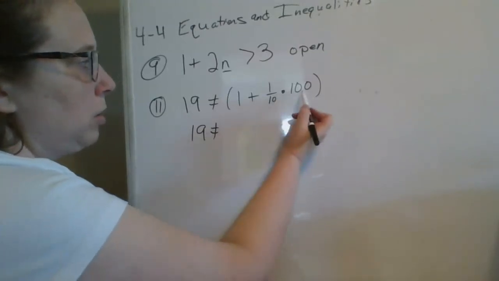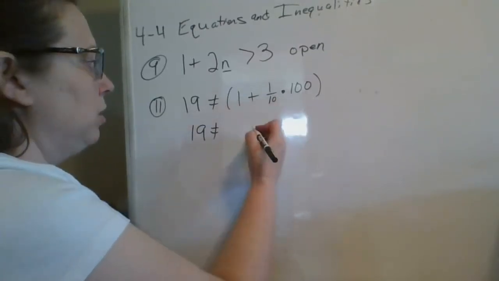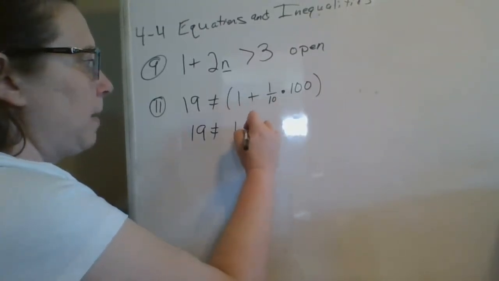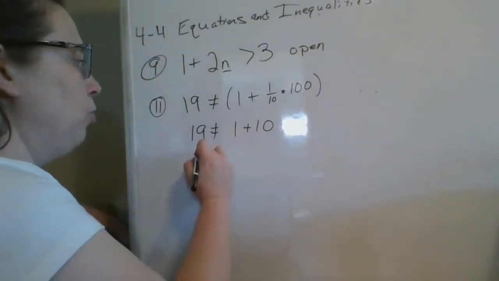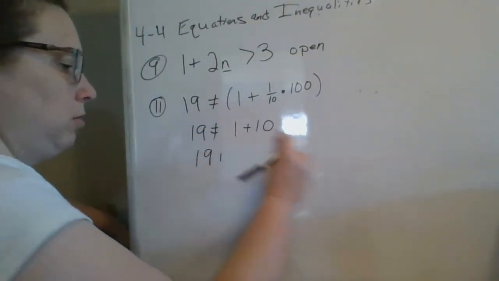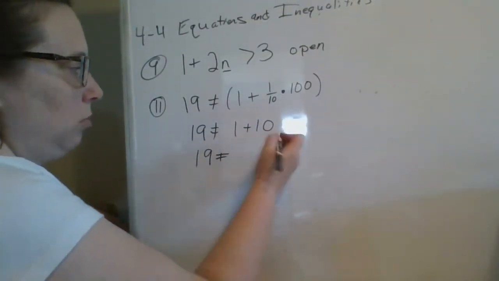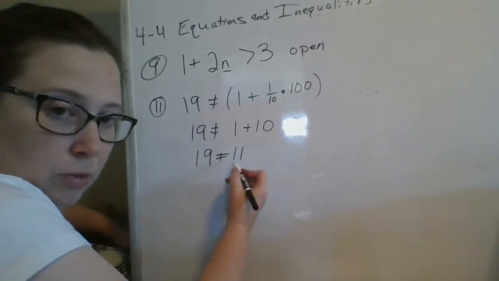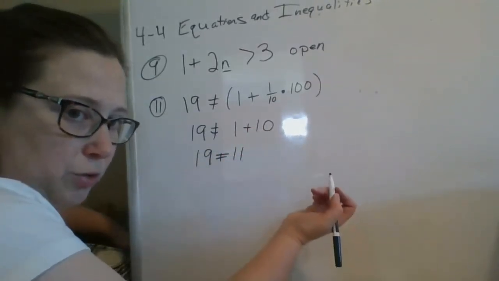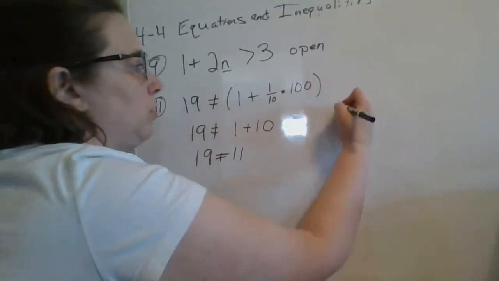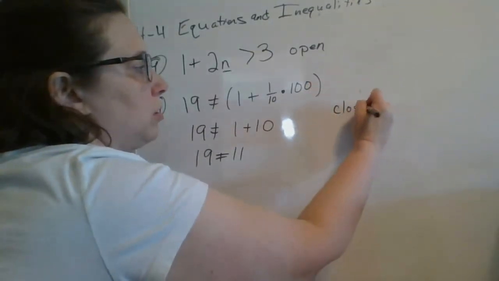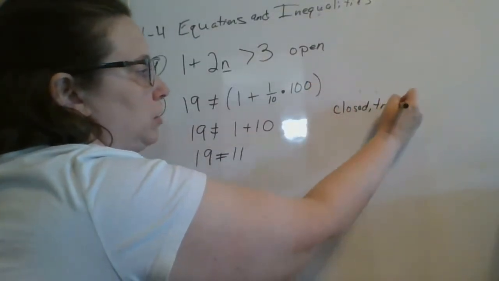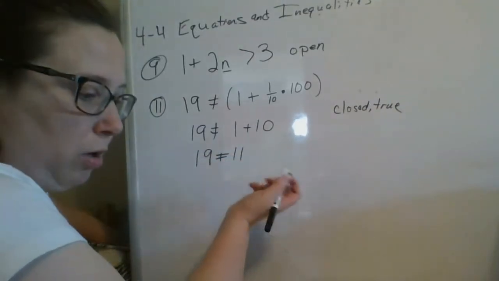I'm going to do this multiplication first. 1/10 of 100 would be 10. So now we have 1 plus 10 is 11. 19 is not equal to 11. That's true. So this one would have been closed, and it is true because 19 does not equal 11.